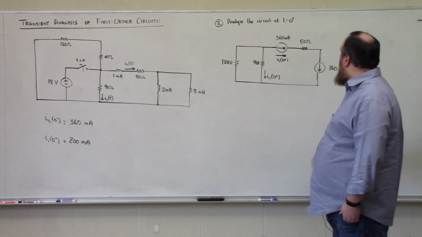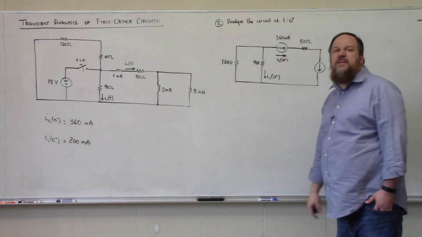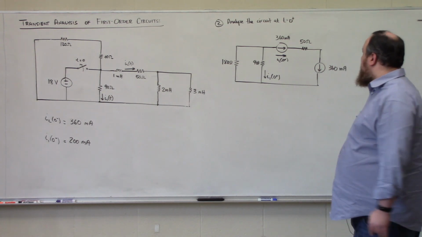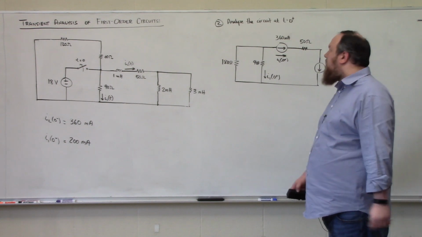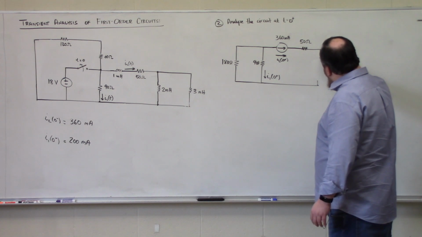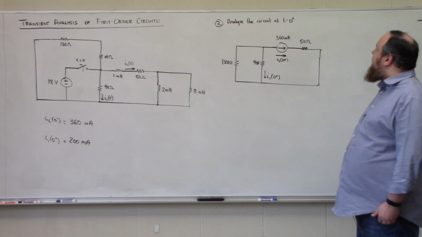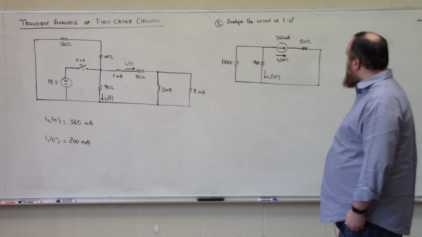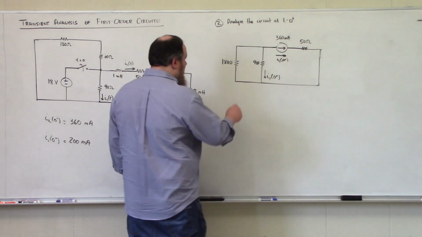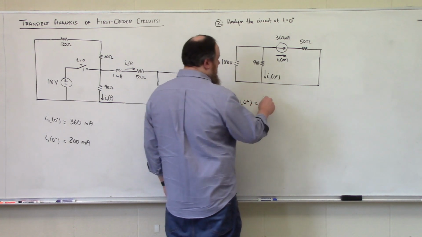And notice now that our circuit contains a 360 milliamp source in series with another 360 milliamp source. If we have two identical current sources in series, we can replace them with a single current source of 360 milliamps. So this is our most simplified version of the circuit at t is equal to 0 plus. So it should be fairly easy to see that IL at 0 plus must be 360 milliamps.